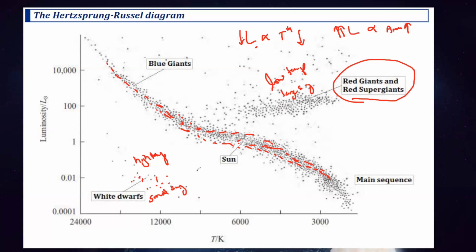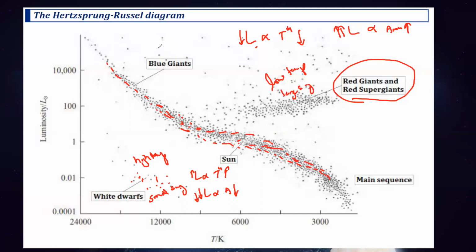Why are they not following the sequence? If the temperature decreases, luminosity decreases; if temperature increases, luminosity increases. White dwarfs have high temperature, so high luminosity should be there. But because the size is so small, the luminosity is very small. So we get low luminosity for white dwarfs.